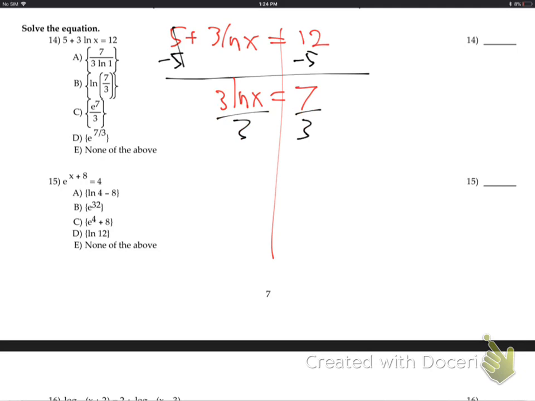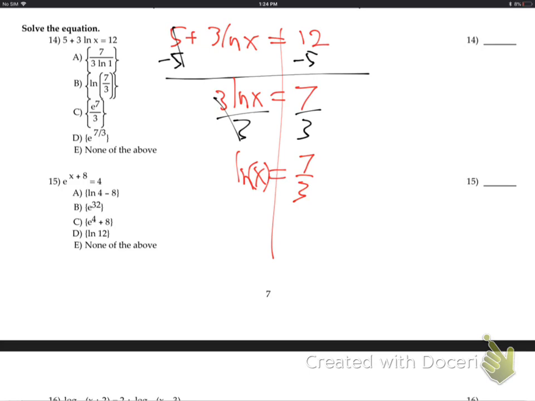Divide by the 3. Right, we're just peeling the onion here, going from the outer layers in. So far, so good. I just started on the outside and I just keep peeling the onion. I'm down to here. What do I do now to get rid of that ln? Do I just divide by the ln? It's not multiplication, right? It's ln of x. How do you get rid of that ln?